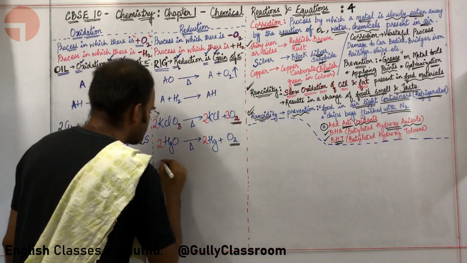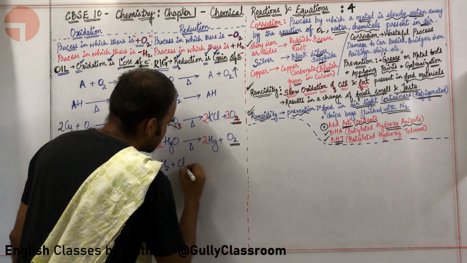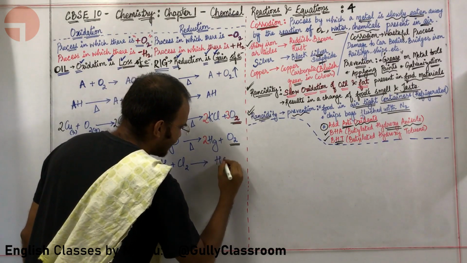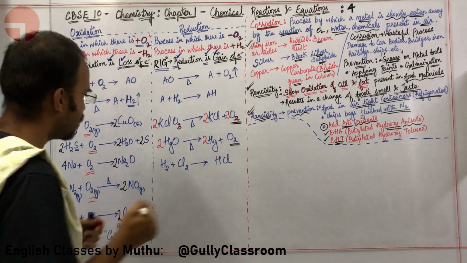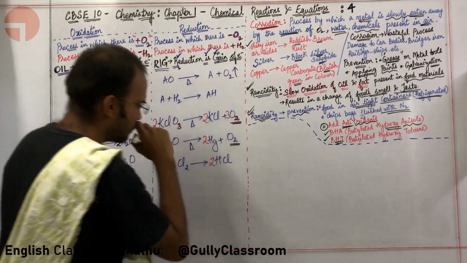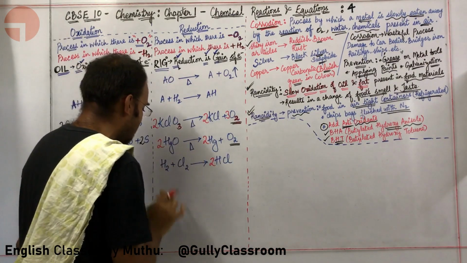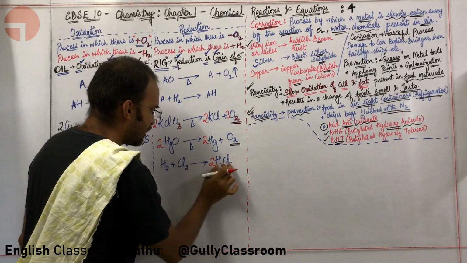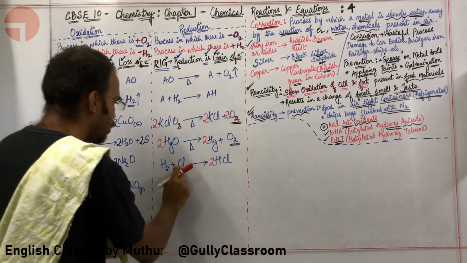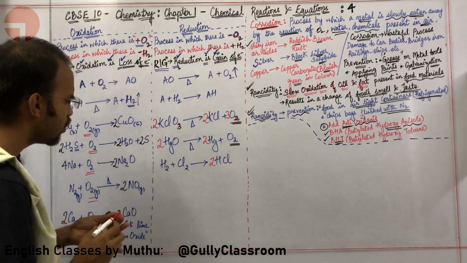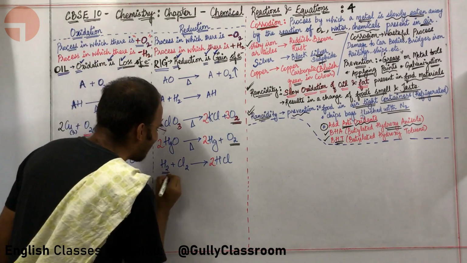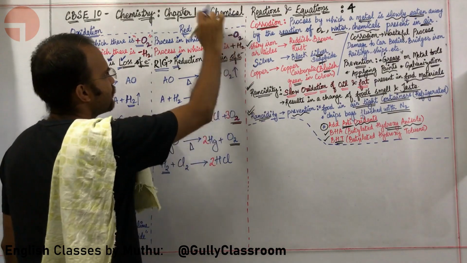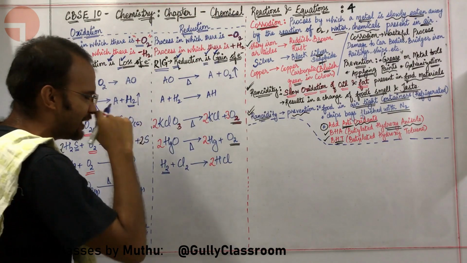Okay, let me do H2 plus Cl2. What will happen? You will get hydrochloric acid. Here in order to balance this reaction, I am going to put a 2 over here. Hydrogen and chlorine combine to form HCl. Here chlorine is reduced. Why is chlorine reduced? Chlorine is reduced because it is added with hydrogen. Addition of hydrogen is basically reduction.